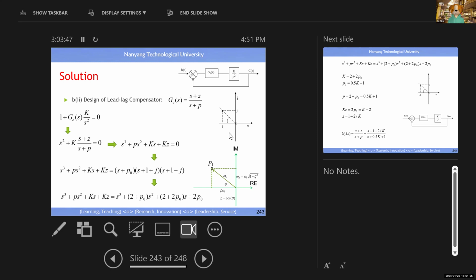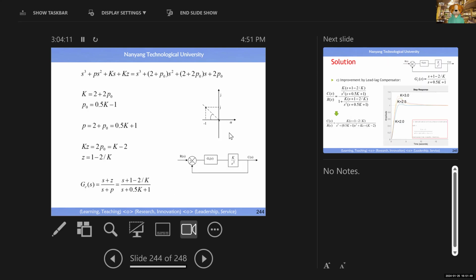So okay, this is a design by the root equation. This is the extra rule, right? So you expand this multiplication, then you get this expression. For this to be equal means what? P must equal 2 plus P0. K must equal 2 plus 2P0. Kz must equal 2P0, right? So you have this equality of coefficients.